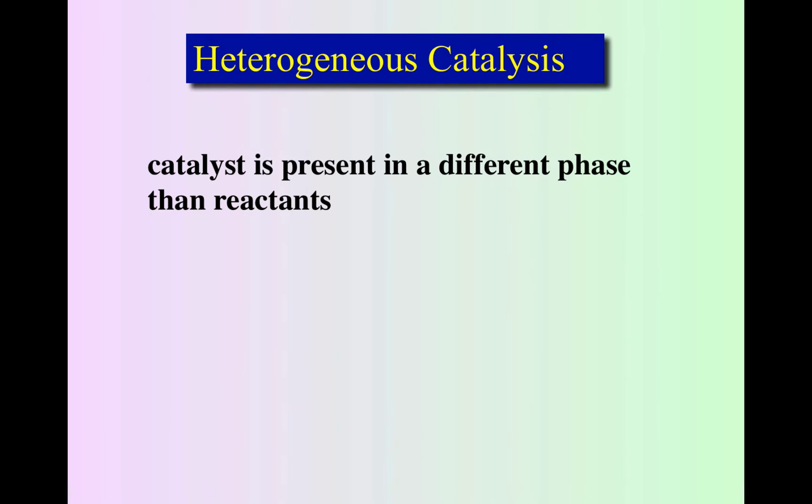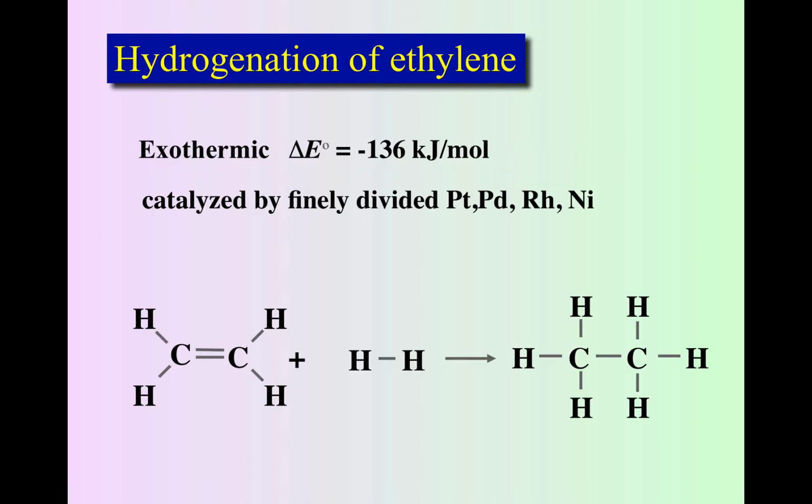All right, there are heterogeneous catalysts, which are in a different phase than the reactants. For example, the conversion of ethene and hydrogen into ethane. This reaction is very exothermic, but it's really slow. Speeding it up uses a platinum, a palladium, a rhodium, or a nickel surface.